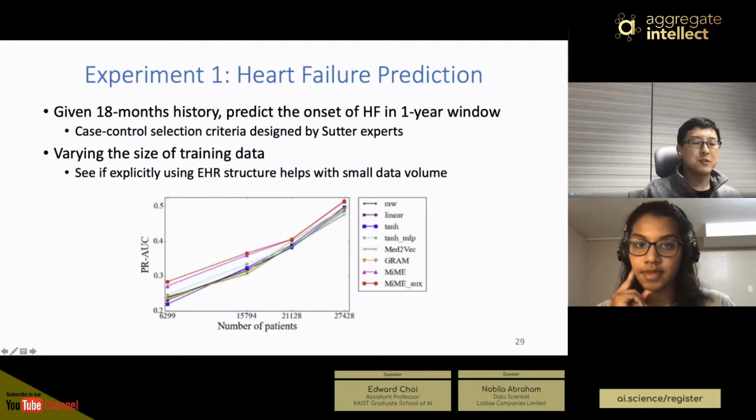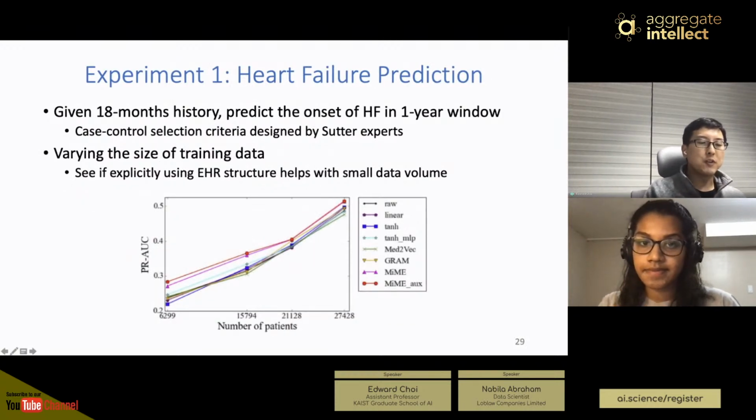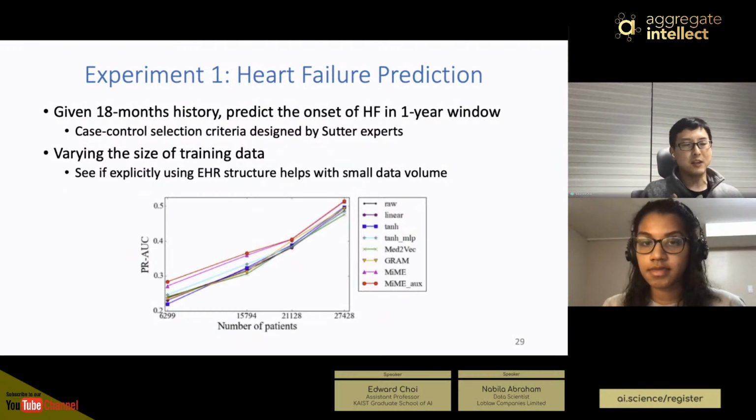So my assumption is that the structure of EHR, as I said, reflects the physician's decision process. So it's domain knowledge. If you explicitly incorporate the domain knowledge into the model, then you're basically decreasing the hypothesis space. So I was assuming that it will probably be more robust if you use that specific knowledge in the lower data regime. So what I did here is that while fixing the size of the test set, I was changing the size of the training set.